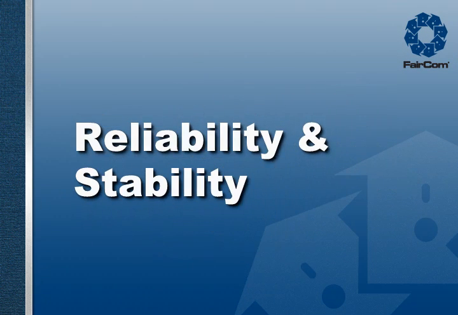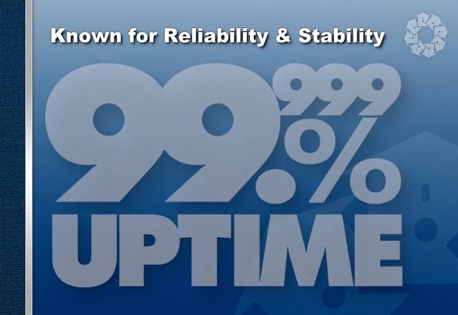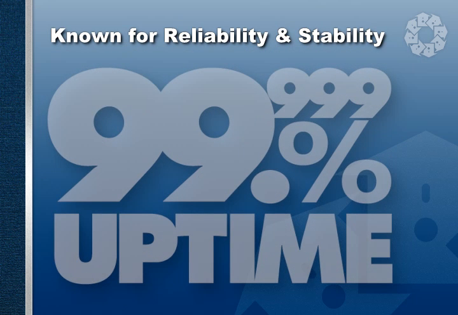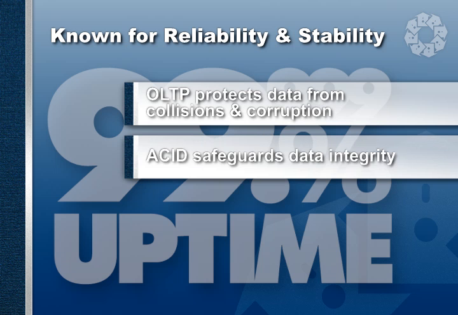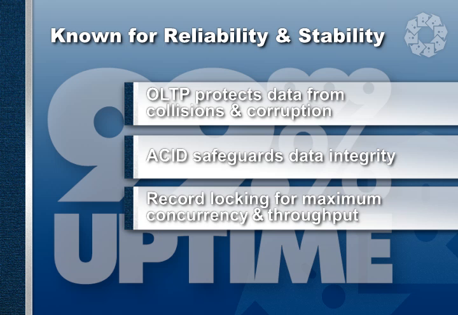Reliability and stability. Known for its reliability and stability, the C-treeACE engine ensures dependable operation because OLTP protects data from collisions and corruption, ACID transactions safeguard integrity, and sophisticated record locking prevents deadlocks for maximum concurrency and throughput.